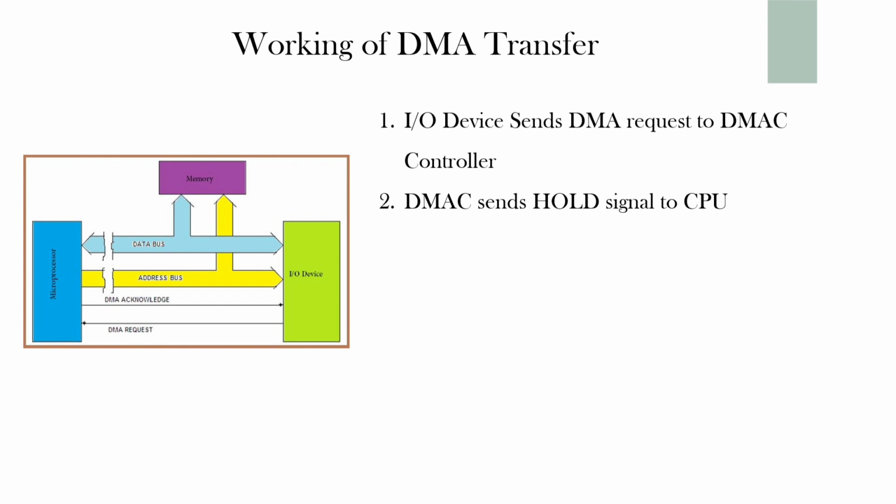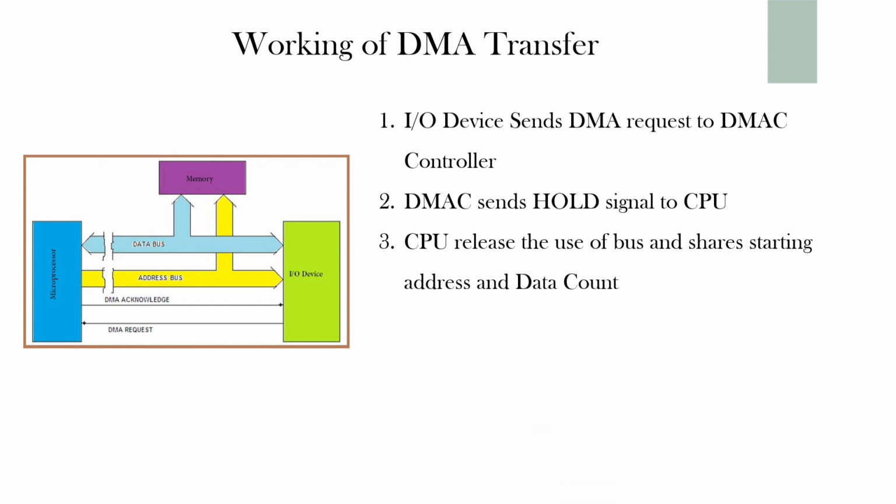The processor grants the bus to the controller by raising the bus grant signal. Now the DMA controller is the bus master. The processor initiates the DMA controller by sending the memory address, the number of blocks of data to be transferred, and the direction of data transfer.